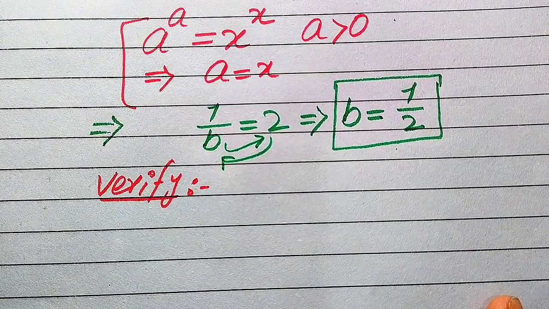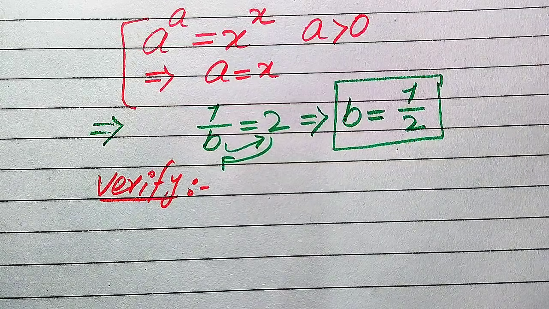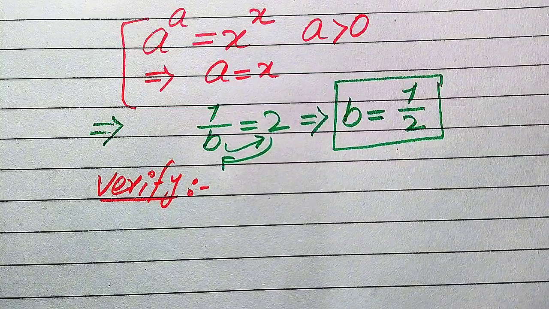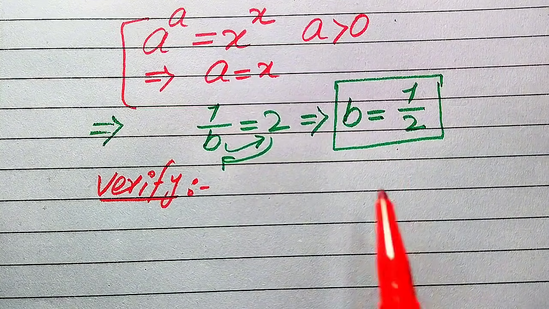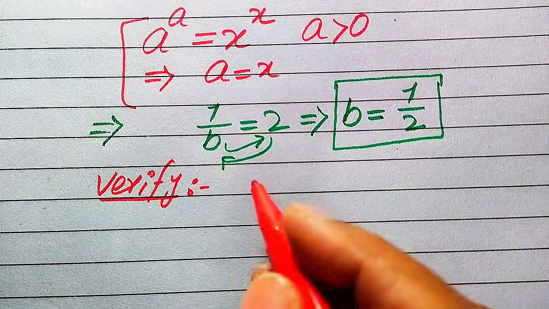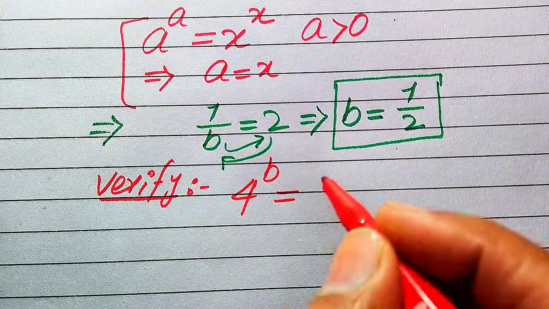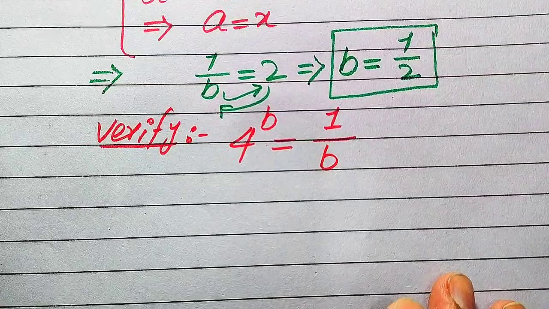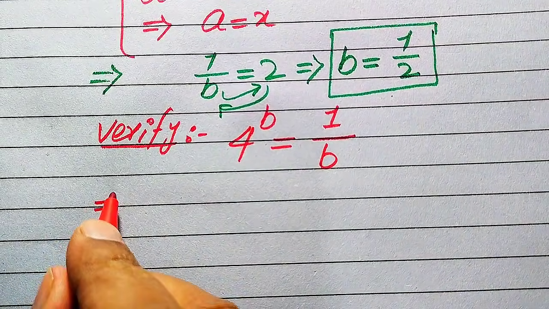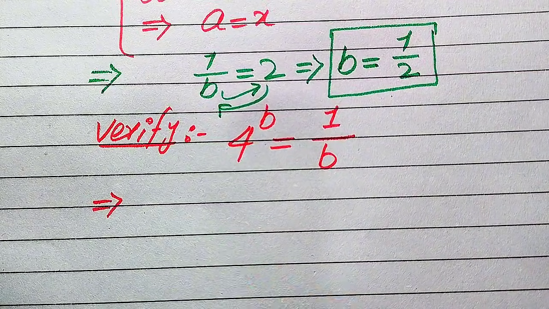And now I will explain the terms extraneous root and solution. The roots which satisfy our given question statement are called solutions, and the roots which do not satisfy our given question statement are called extraneous roots. So for verification, we need to copy down the given question statement, which is 4 to the power of b is equal to 1 divided by b. And here we just substitute the value of b on both of the sides and check its behavior.